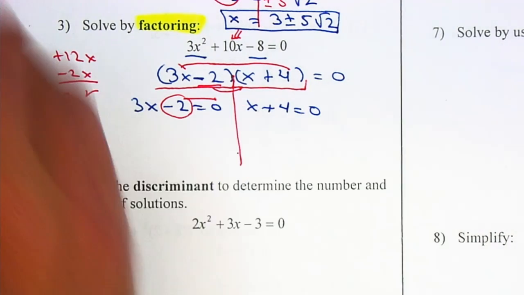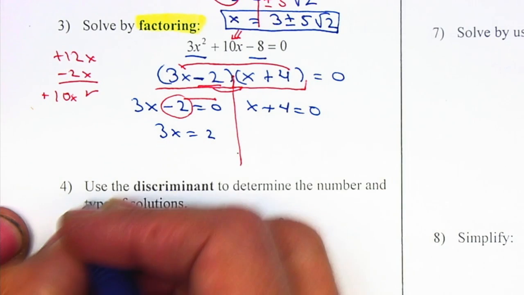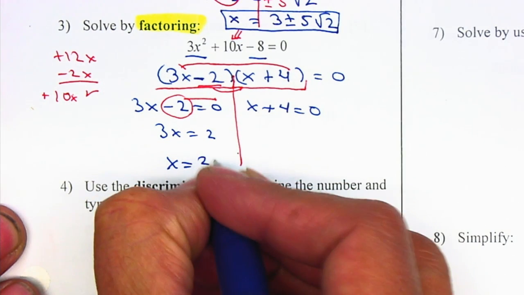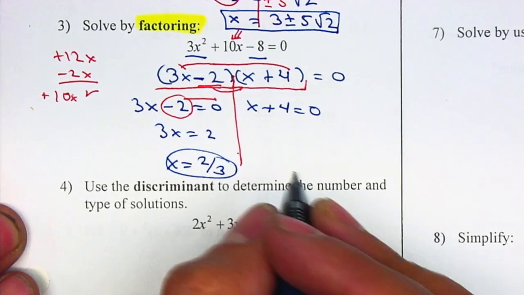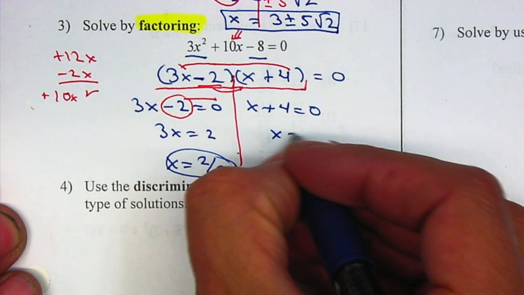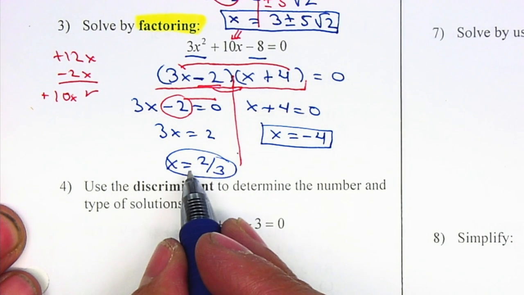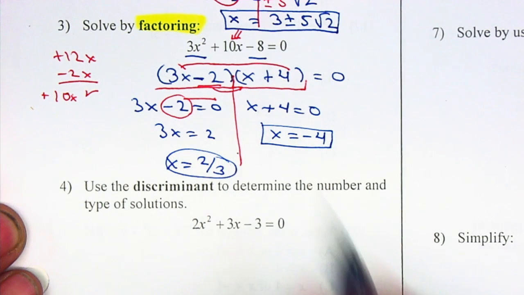Move that 2 to the right, becomes a positive, gives me 3x is equal to 2. I'm going to divide by 3 on both sides, so x is equal to 2 over 3. I'm now going to move my 4 to the right-hand side, becomes a negative, x is equal to negative 4. So I have two solutions. One of them is 2/3, the other one is negative 4.